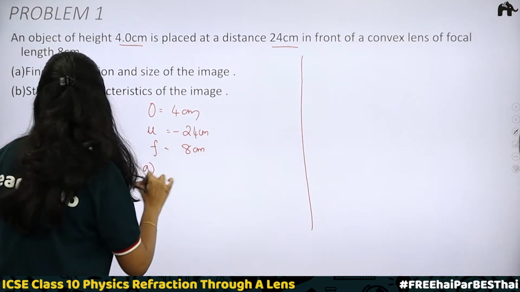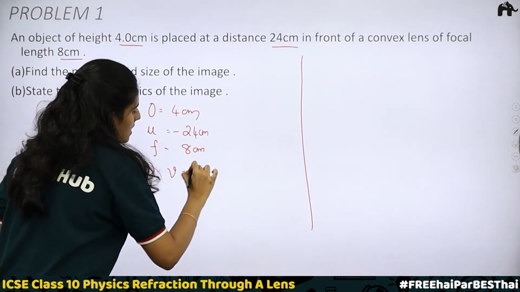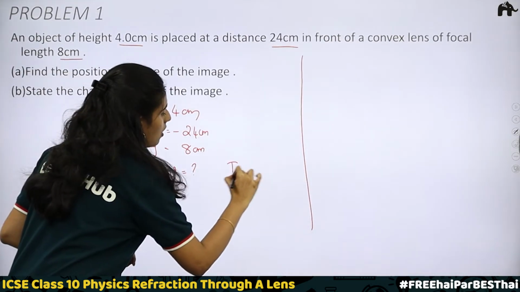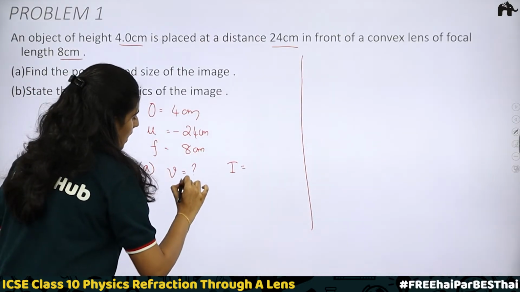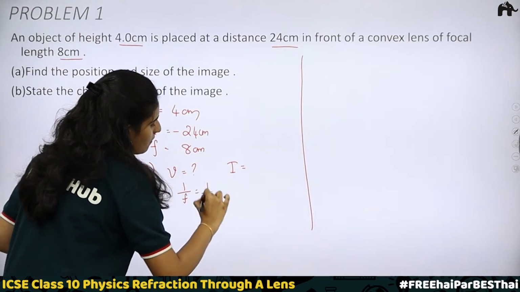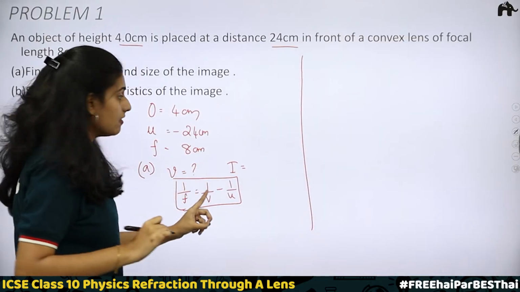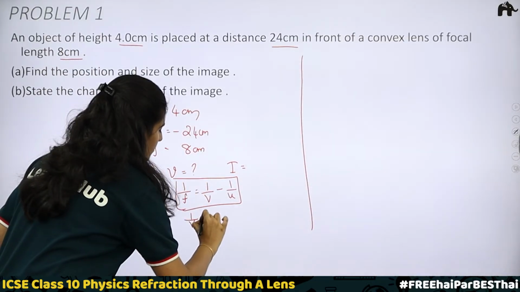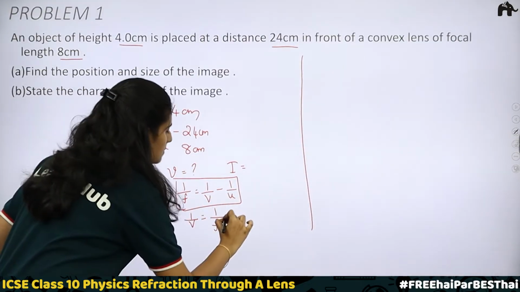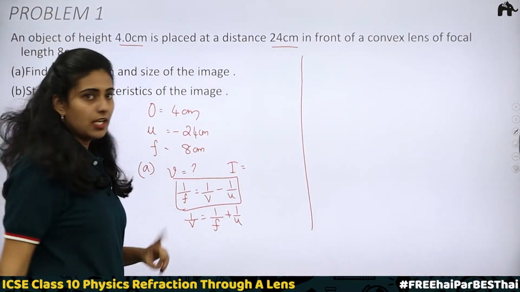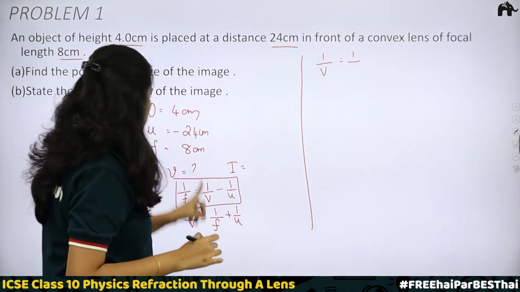In the first part we have to find the position and size of the image, which means we have to find the image distance and the height of the image. First, let us find the image distance. For this, we can use the lens formula: 1 by F is equal to 1 by V minus 1 by U. We need 1 by V, so 1 by V will be equal to 1 by F. Taking minus 1 by U to the opposite side, it becomes plus 1 by U. Now, put the values. 1 by V will be equal to 1 by F, F is 8 centimeter.